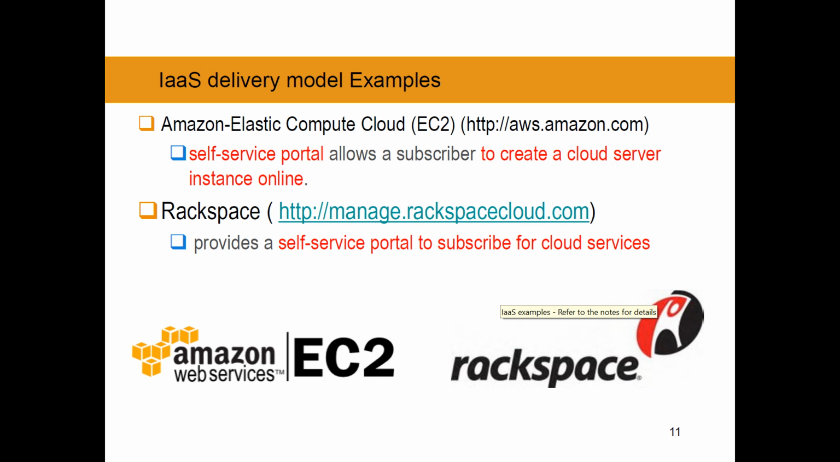An example of IaaS offered by the industry or cloud service provider. Okay, in your lab assessment last time, you used EC2, correct? Amazon EC2, Elastic Compute Cloud. So this self-service portal allows a subscriber to create a cloud server instance online. That means any machine that you want, you can create online. Images are already there. Just choose which image of operating system or OS server you want to deploy using the self-service portal in AWS.